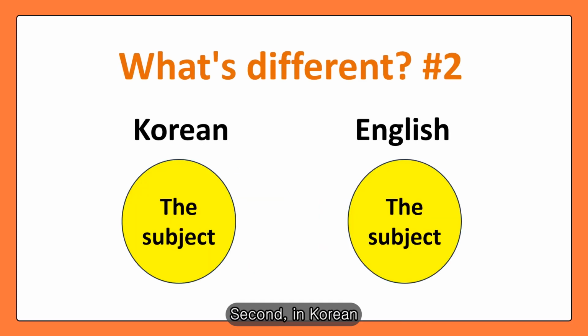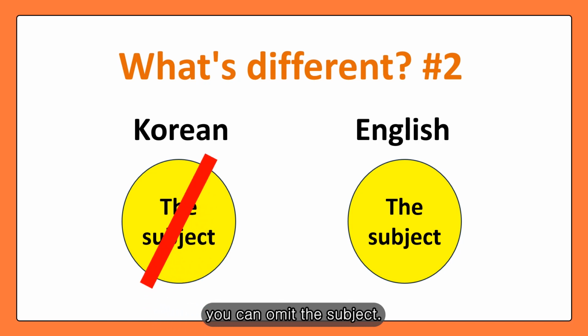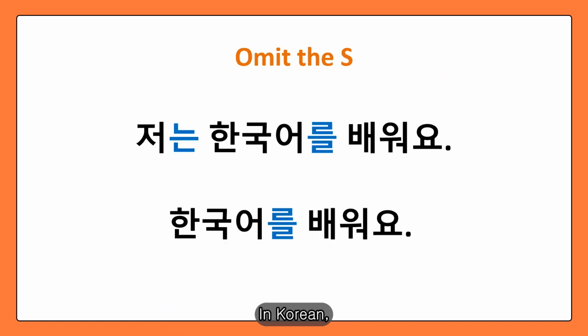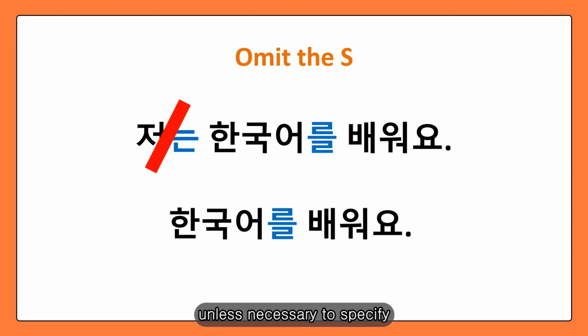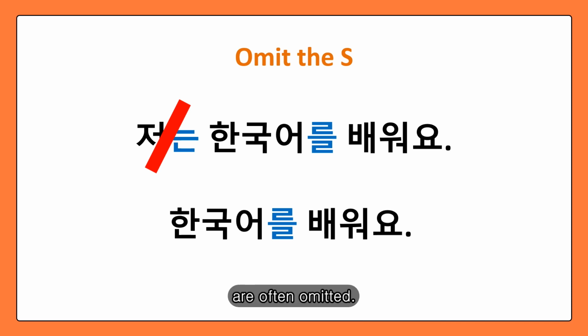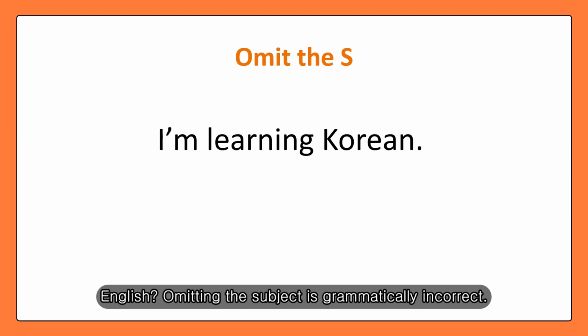Second, in Korean, you can omit the subject. Let's bring in the example. In Korean, without the subject, it's still understandable, unless necessary to specify. So pronouns like I and you are often omitted. In English, omitting the subject is grammatically incorrect.